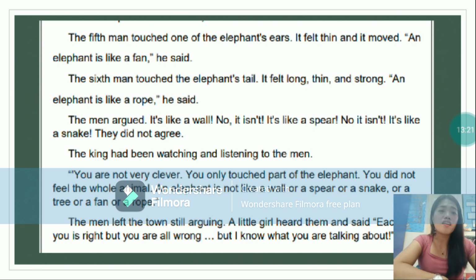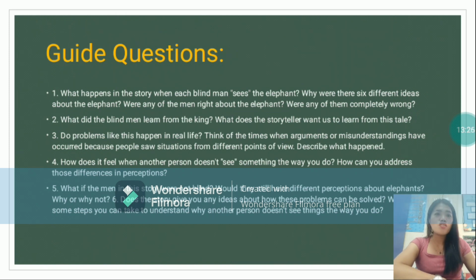Okay, so that's the end of the story. Now let us proceed to the guide questions. You will be answering the series of questions in your activity notebook. Number one. What happens in the story when each blind man sees the elephant? Why were there six different ideas about the elephant? Were any of the men right about the elephant? Were any of them completely wrong?